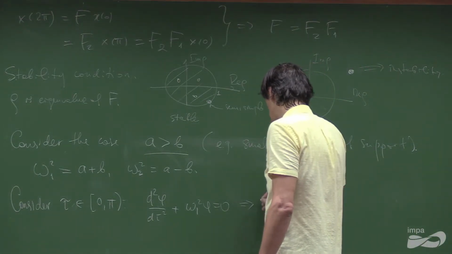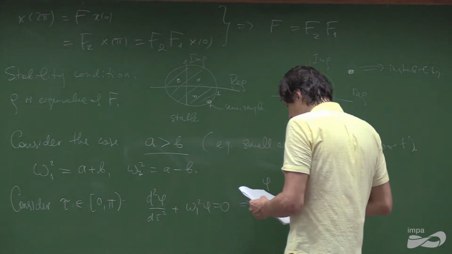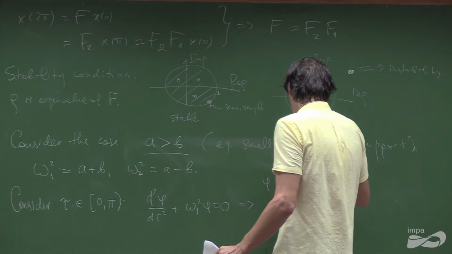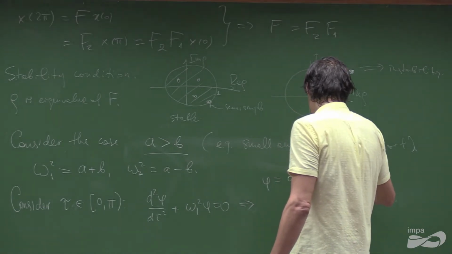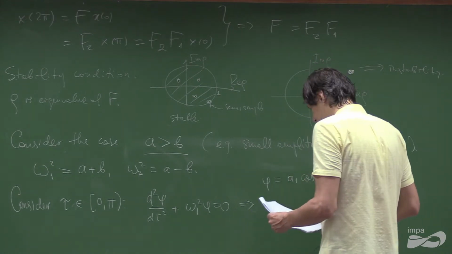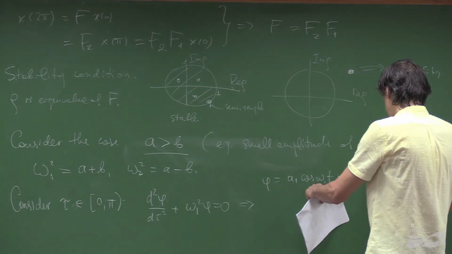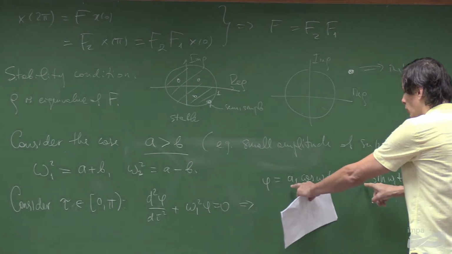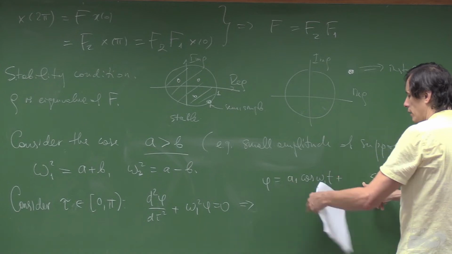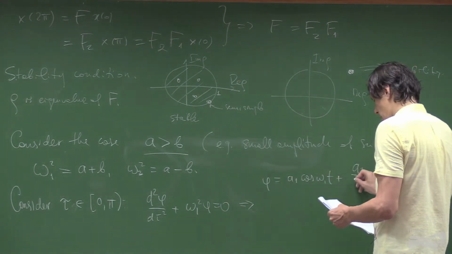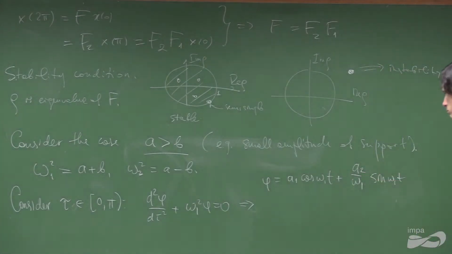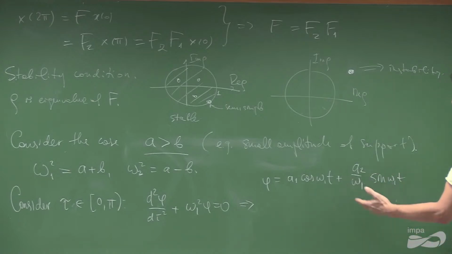Then we can solve it as phi equal A1 cosine omega 1 t plus B1 plus A2. How we did it: we can take any linear combination of sine and cosine with two arbitrary coefficients. So the first coefficient we put A1, and for the second coefficient we put A2 divided by omega 1. We can just put A2, but then the final formula will not be so nice looking, so we can just as well divide it by omega 1. Because A2 is arbitrary, it doesn't matter.